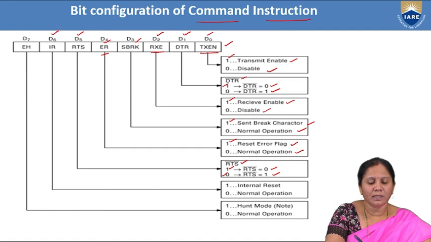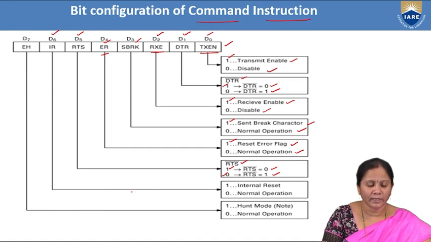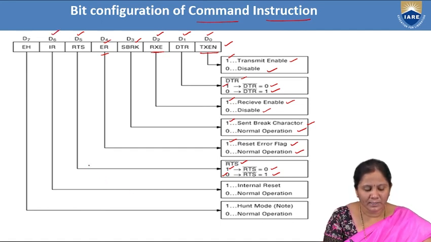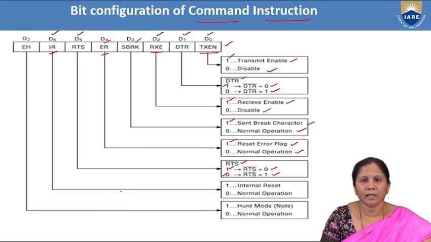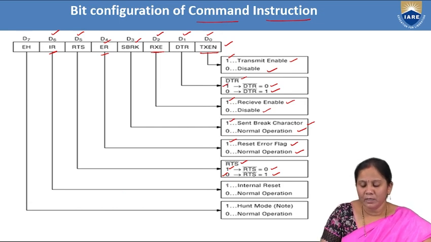And the next signal is D6. Here D6 represents IR. IR is internal reset. If this bit is 1, the 8251 will get internally reset. And if it is 0, the normal operation will be performed.